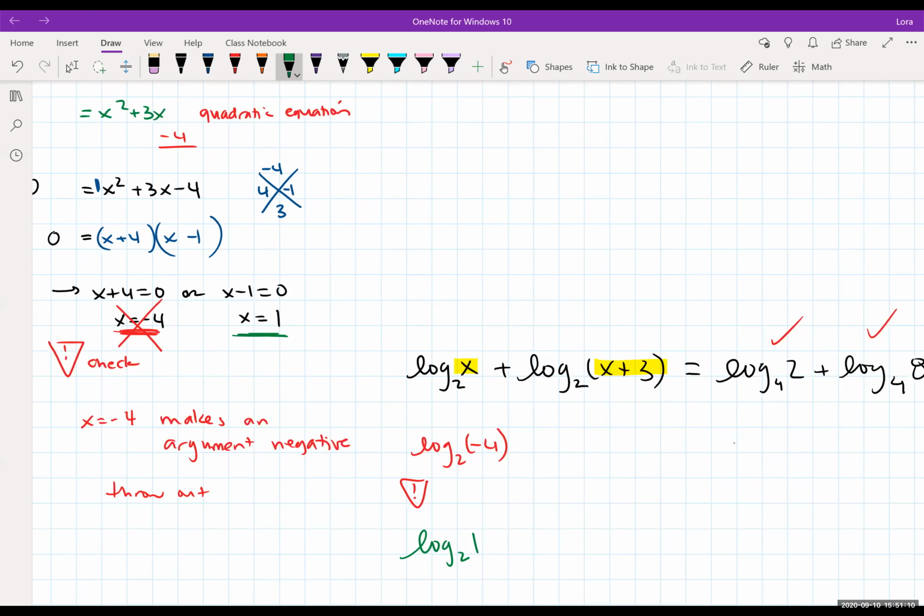What about the next one? Log base 2 of 1 plus 3. Well, 1 plus 3 is 4. We're still good to go. It never makes the argument negative. So x equals 1 would be an appropriate solution. So then you can say, okay, finalize this, write this in the solution. If you want to make fancy braces, you should just have a positive 1 as your solution.